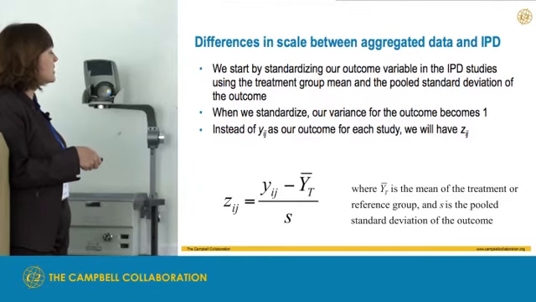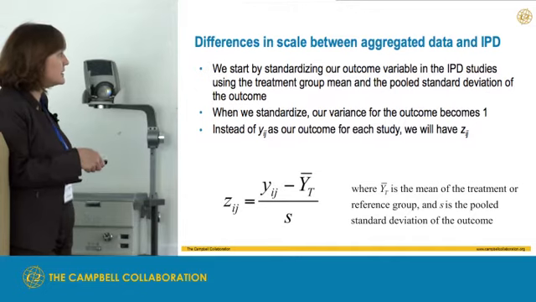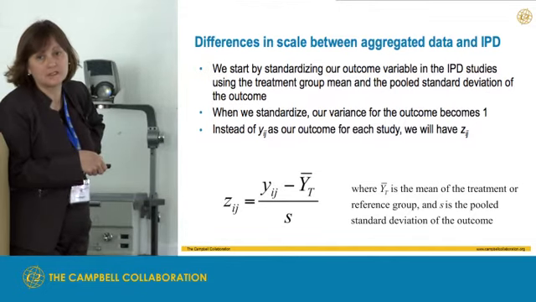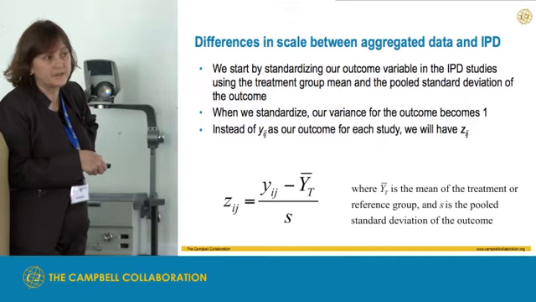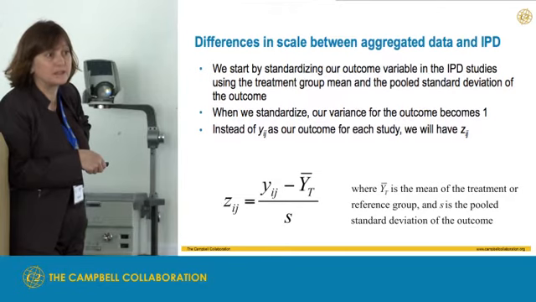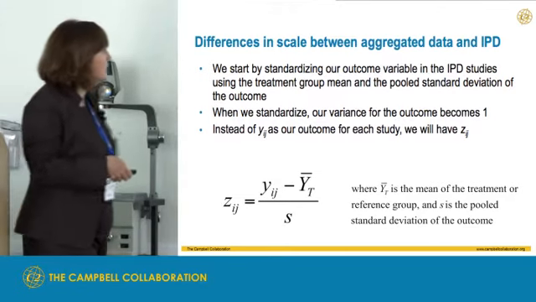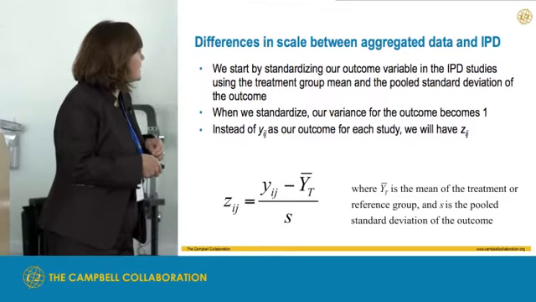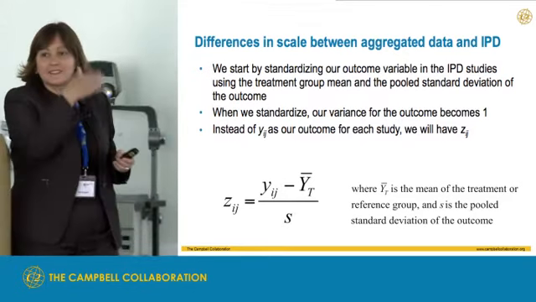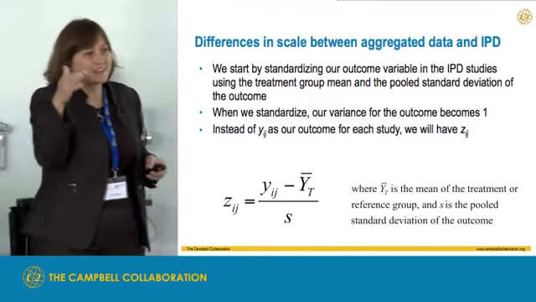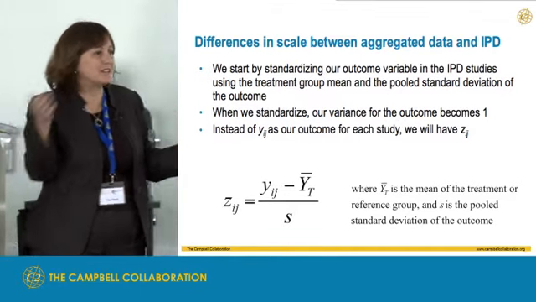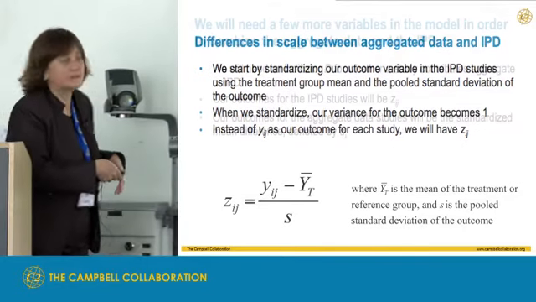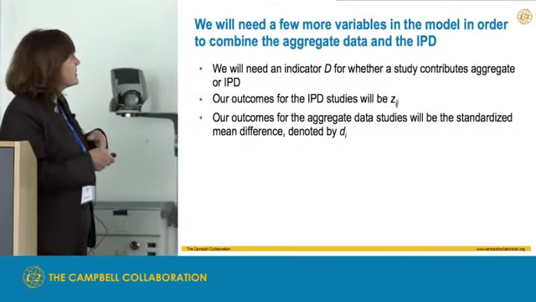So for each individual's outcome, we're going to subtract their study treatment mean and divide by the standard deviation in that study, the pooled standard deviation in that study. Okay, so we're going to have this standardized variable within that study to be our outcome at the individual level. Okay, so what that does then is allow us to estimate a treatment effect that's going to be equal to the standardized mean difference at level 2.